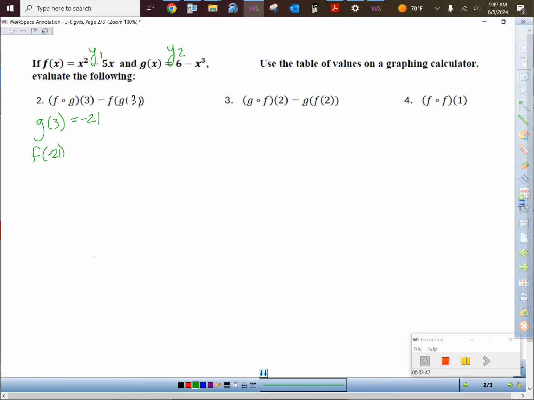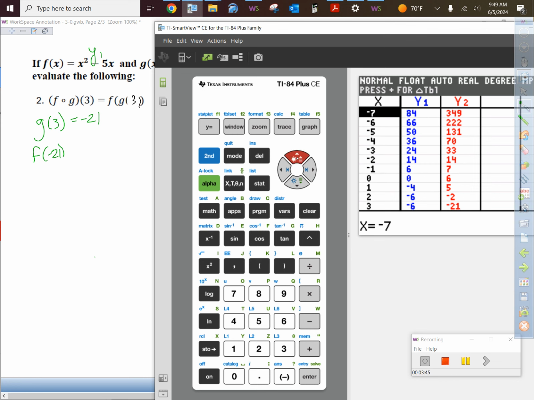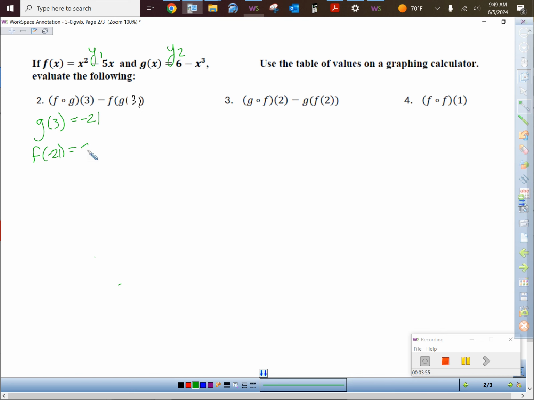Sorry, I didn't write that right. I have to really move my calculator. I'm using the up button to find f of negative 21. I have to find it on the blue values right here. And I got 546 back on that.